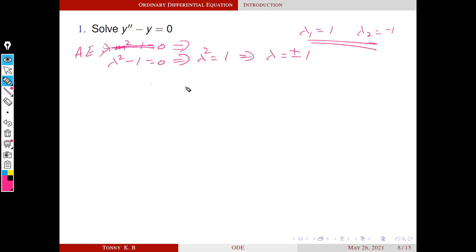So what is the solution? If lambda 1 and lambda 2 are real and distinct, then the solution is y equal to c1 e raised to lambda 1 x plus c2 e raised to lambda 2 x. So in this case, y is equal to c1 e raised to x plus c2 e raised to minus x, because here lambda 1 is 1 and lambda 2 is minus 1. So this is the general solution for this problem.